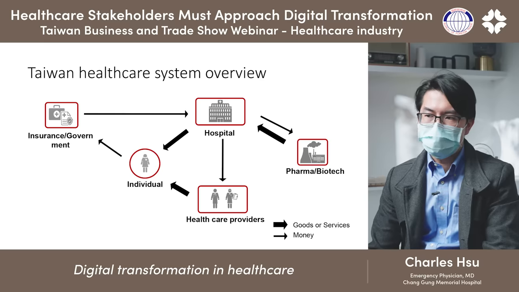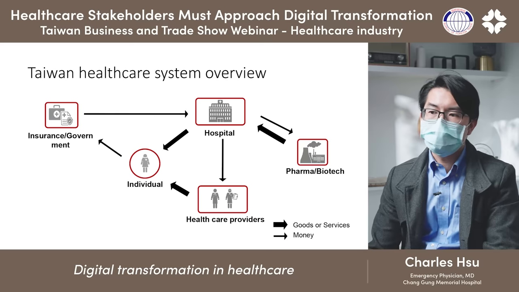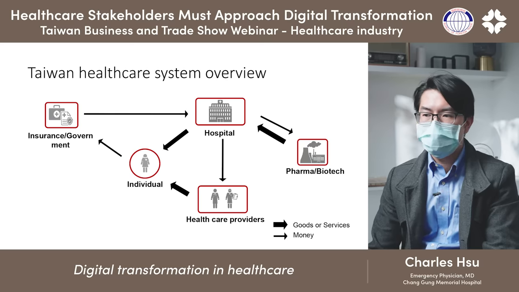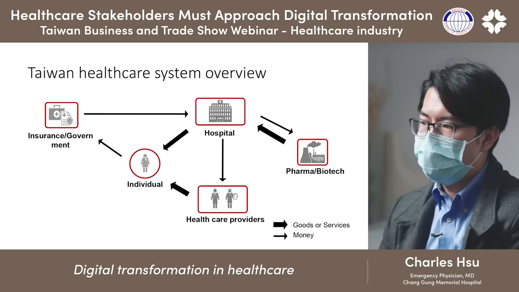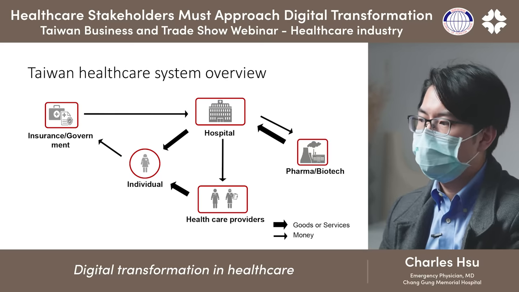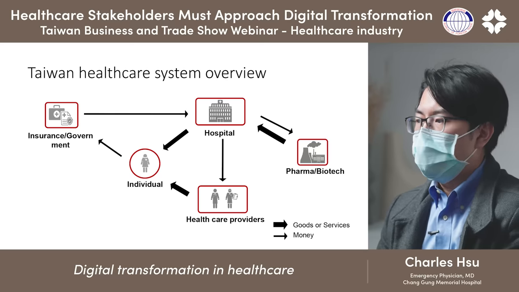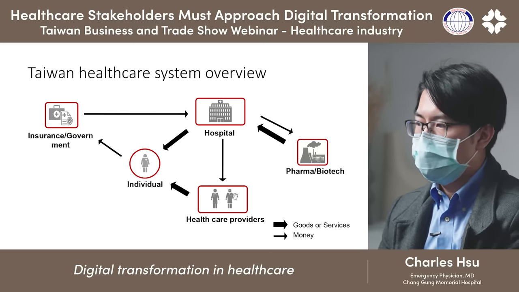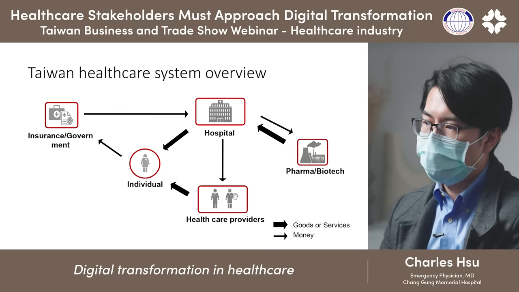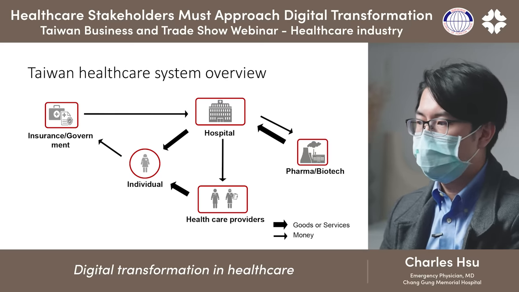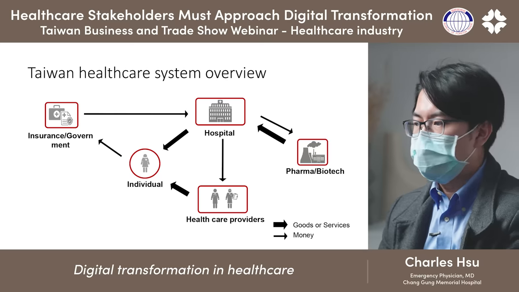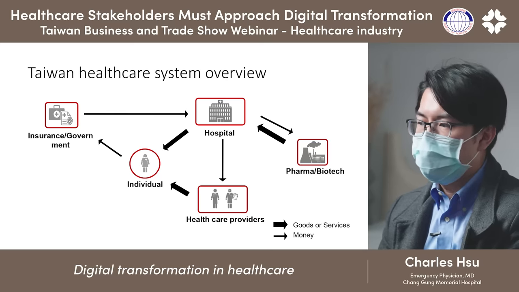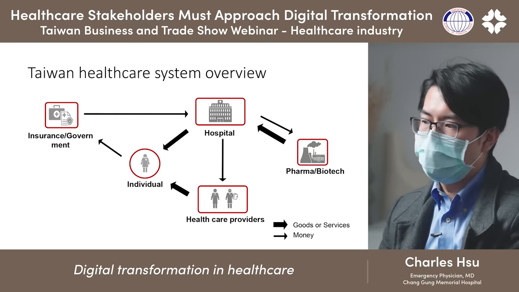Before answering the question directly, I'd like to introduce the Taiwan healthcare system in a simplified way. We start from the center, the individual or patient. The individual pays their premium or insurance fee to an insurance company. In Taiwan, the biggest and dominant healthcare insurance institute is the government. We have national health insurance. The government gives that money to different hospitals, so the hospitals can use that money to pay healthcare providers' salaries or buy medications or medical devices from pharmaceutical companies or biotech companies. And finally, patients can get their treatment from hospitals or healthcare providers.